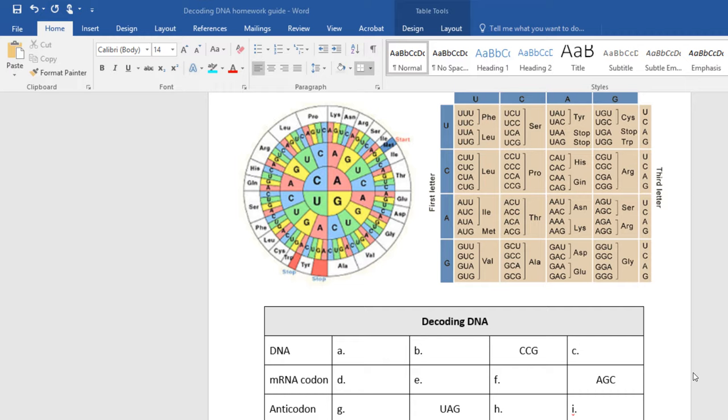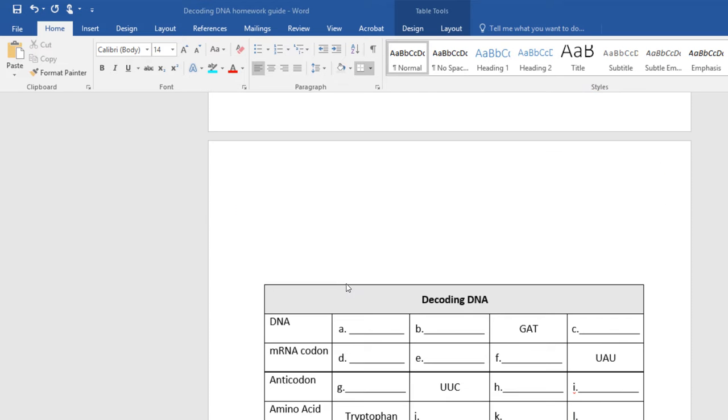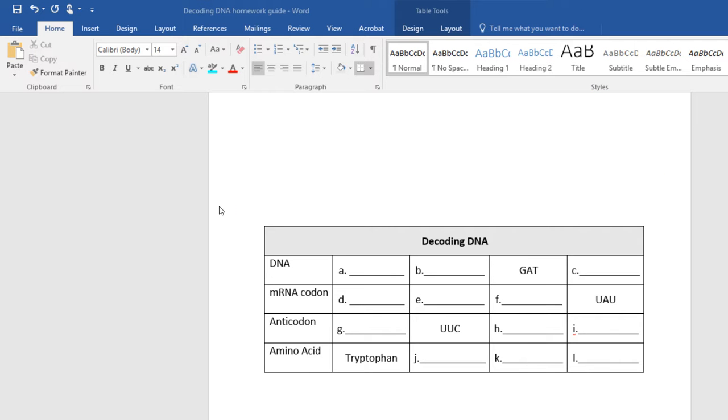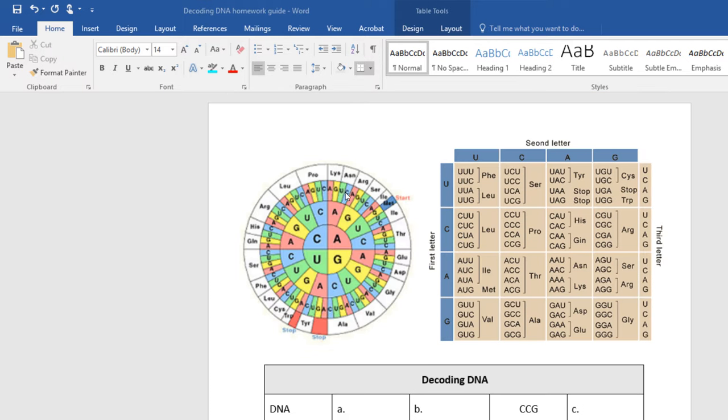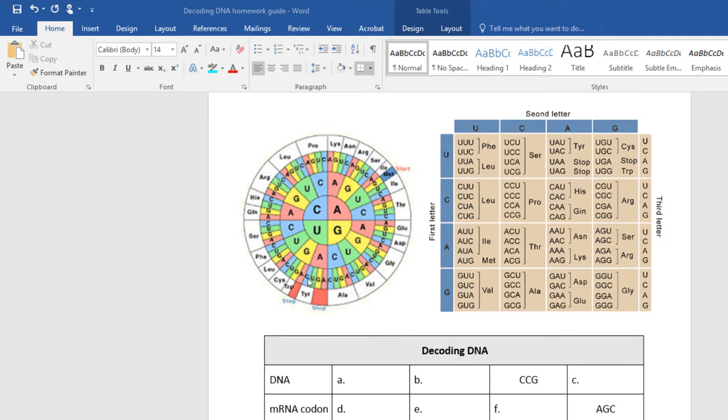working on for homework. Your homework has a chart that looks like this at the bottom of the page, and above it, it has one of these codon charts. It doesn't have the circular one, it has this chart form. So I made another chart here so that I'm not doing all of the homework for you, and I'm going to show you how to work through this chart to complete your homework.